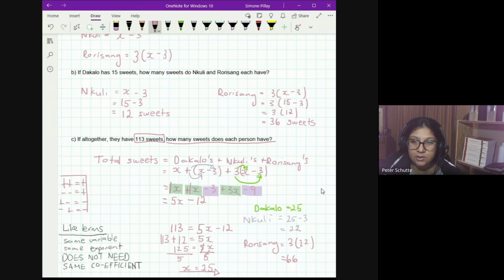I just want to see where Kamo went wrong. I think you said 3 times 25. Yes. So remember, Rorisang has 3 times Nkuli's amount, not 3 times the color's. The color has 25 sweets, so we can't say 3 times 25. We have to say 3 times 22, because Rorisang has 3 times the amount that Nkuli has. Okay, great. You see your mistake.